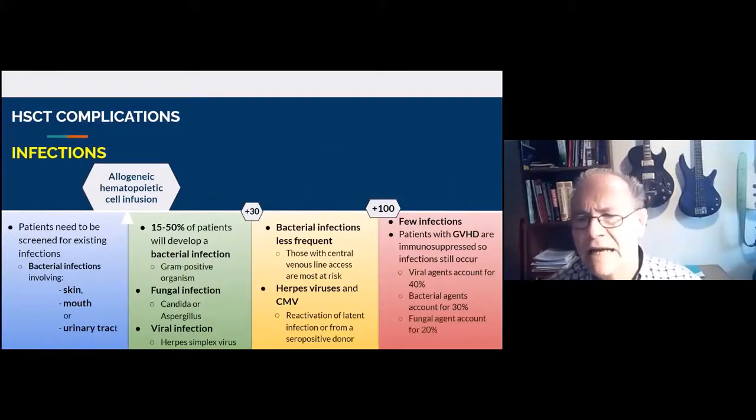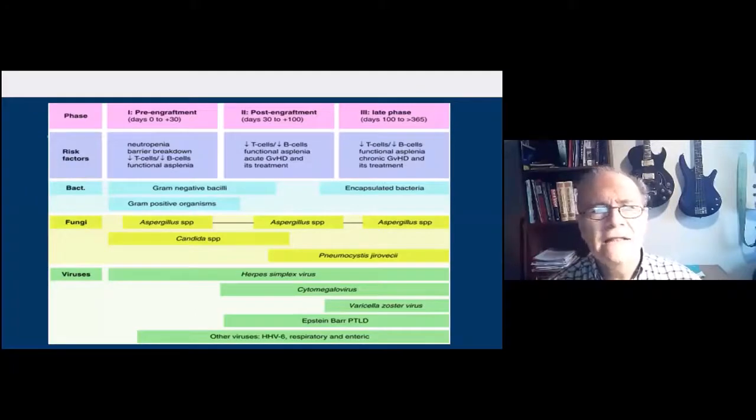After day 100, there are few infections, but remember that patients are immunosuppressed, and in this case viral agents appear up to 40%, bacterial account for 30%, and fungal agents account for 20%. Here you can see different phases, pre-engraftment, post-engraftment, and late phase. The days are 0, or infusion, to 30 days.